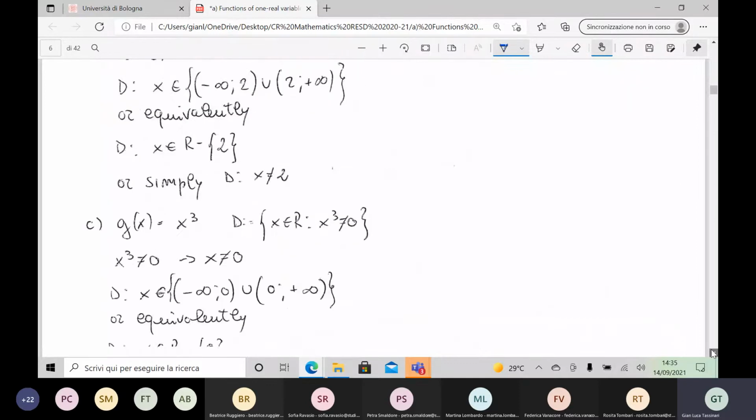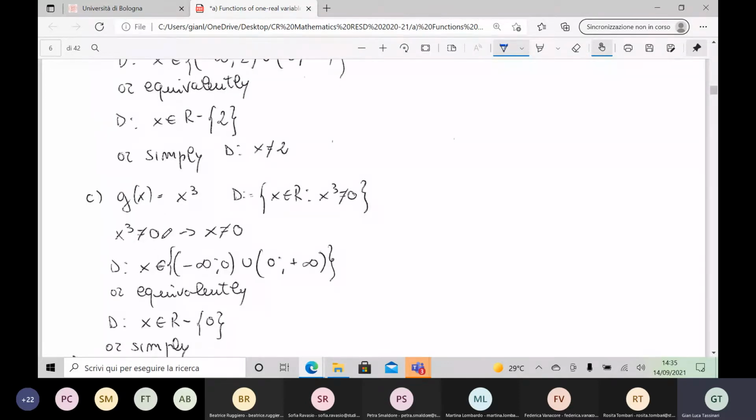And again, I think you understood, guys. x belongs to R minus the set made up by the element 0, or you can write the domain as a union of intervals: x belonging to minus infinity to 0, union 0 to plus infinity. Observe that 0 is not included. And remember that at minus infinity and plus infinity, you always have to use the open parenthesis, not the square bracket.